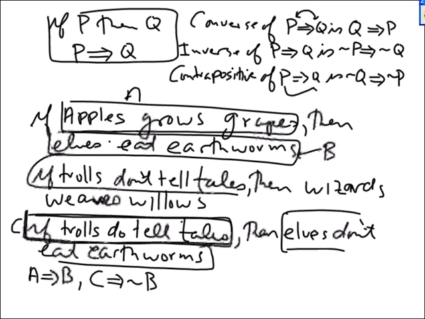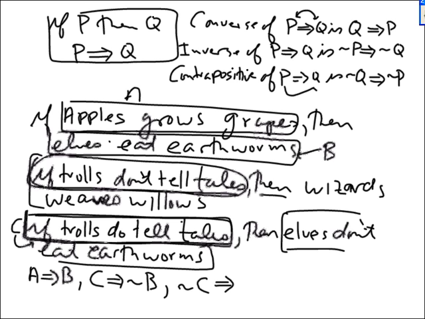Okay, now let's go back to the middle statement. If trolls do not tell tales, well, I called trolls do tell tales C. So if trolls do not tell tales, it'll be not C. Then that implies wizards weave willows. And I'll call that last statement D. And the question is, what can follow from this?